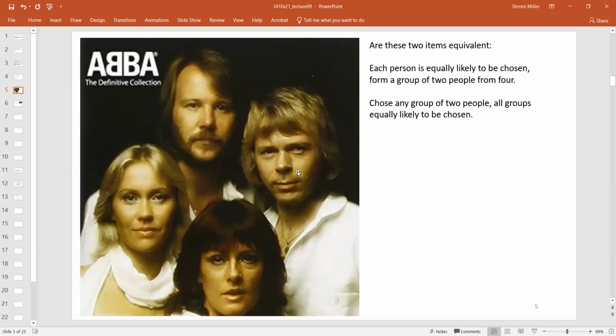Okay. So one of the greatest bands of all time, ABBA. I've heard that they're actually getting back together and touring. Is this true?